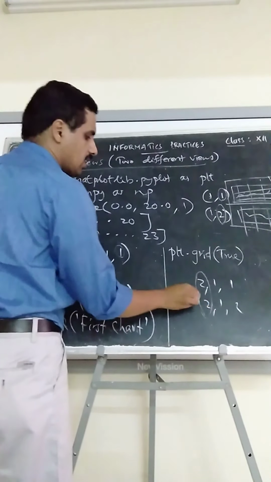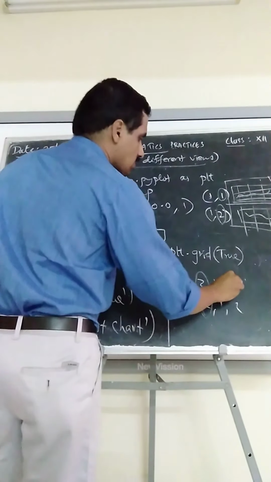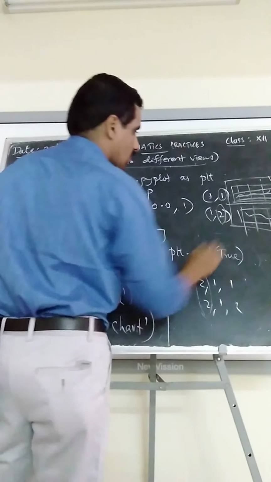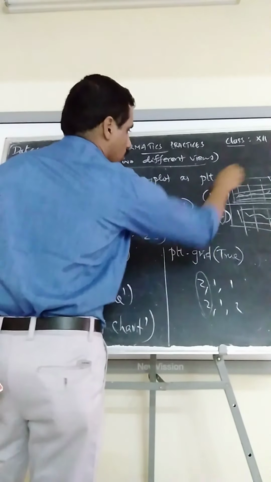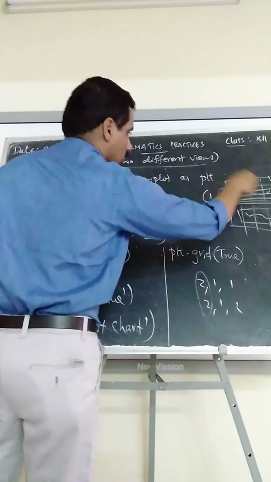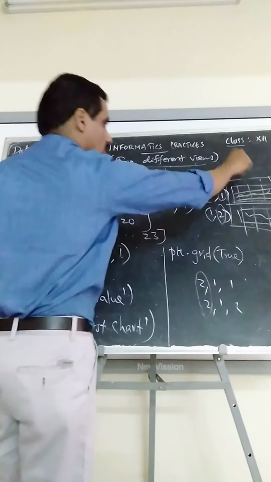The first 2 indicates there are two subplots. Out of the two subplots, 1, 1 means it's appearing on top. 1, 1: first row, first column, or first column, first row. First column, first row, or the first element in the first column. Only one column is there.